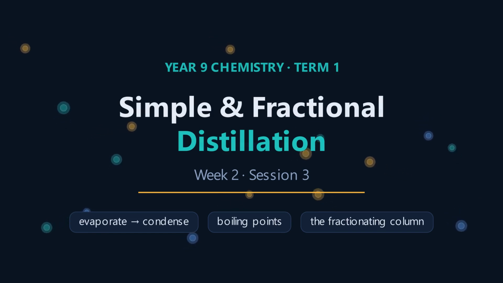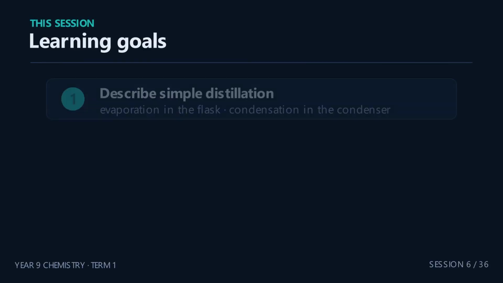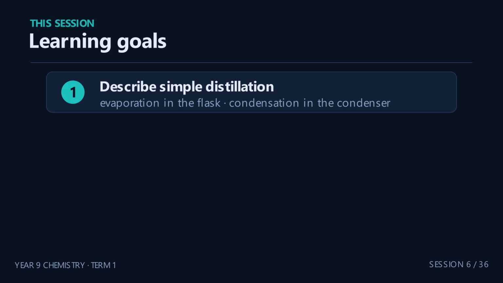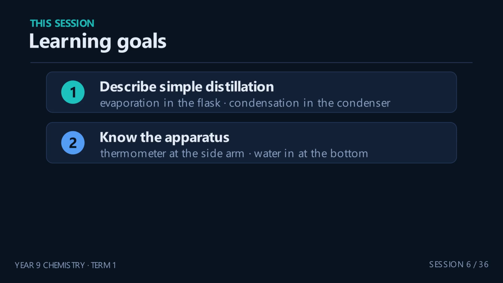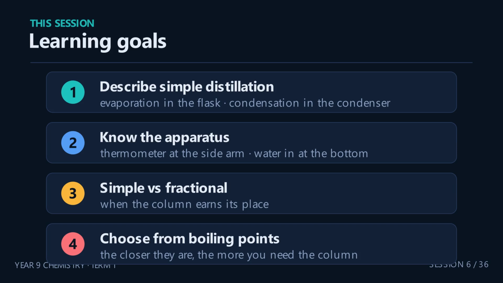Let's begin. Your 4 goals. First, describe evaporation and condensation in simple distillation. Second, identify the purpose of every part of the apparatus. Third, compare simple and fractional distillation. And fourth, choose the right method from boiling point evidence.